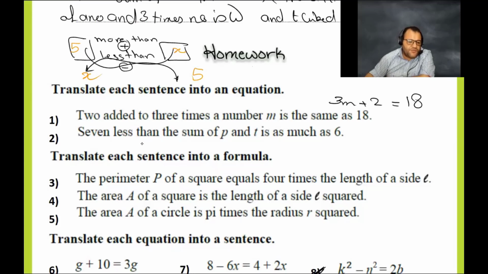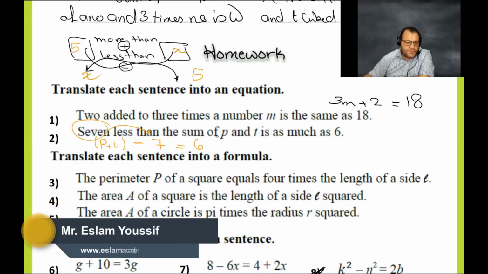So we have 7 less than. Less than means minus. 7 will be written after the minus sign. The sum of P and T as much as 6. You understand how we write this one? Yes. Okay, so this is number 2.